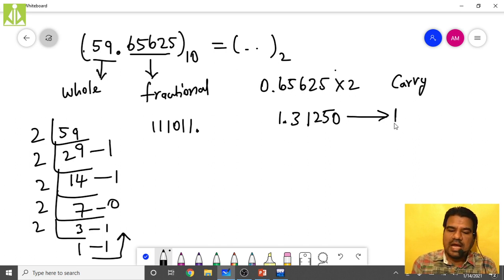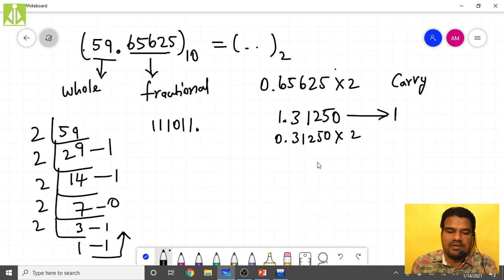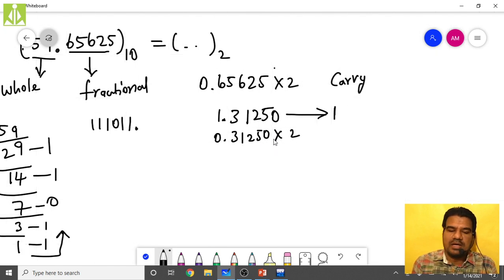When you took the carry, again the number will become 0.31250. Multiply with 2 once again. So now what will happen? Again 2 0 0, 2 5's 10, 0 here, carry 1, 2 2's 4 plus 1 is 5, 2 1's 2, 2 3's 6. Then 2 0 0. After 5 digits you put the decimal. Again here there is no carry.